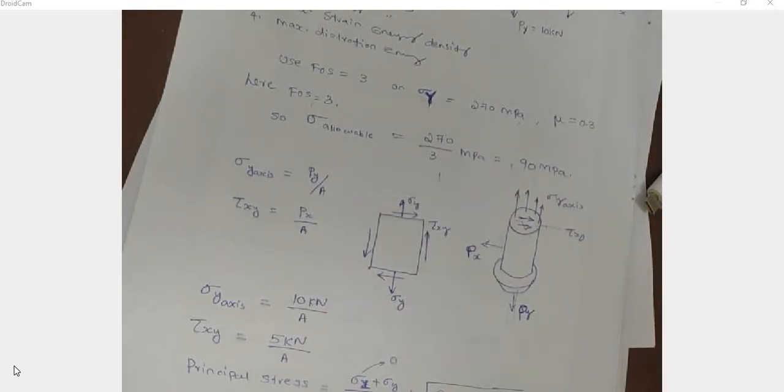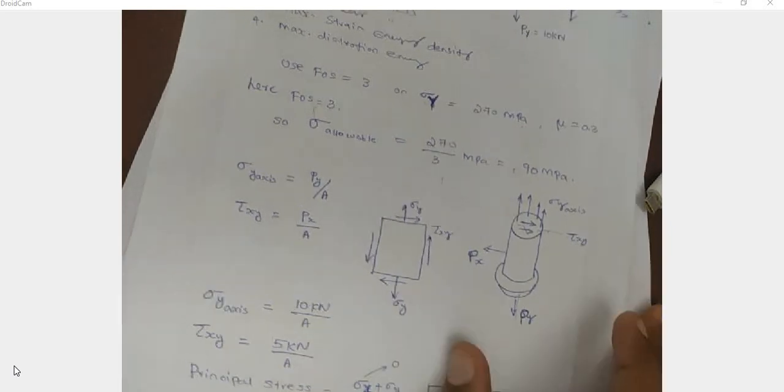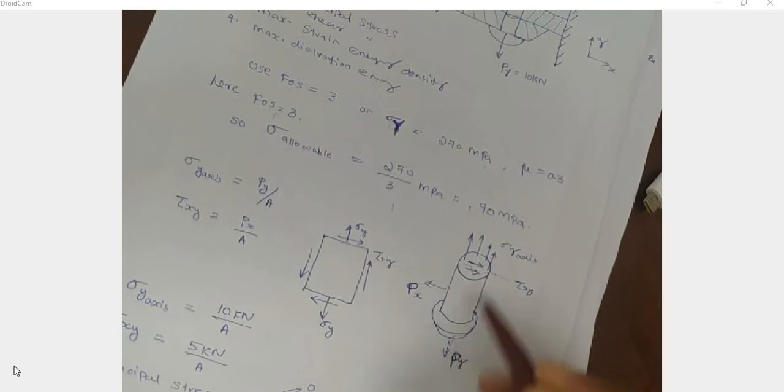And from this we can say sigma y. What is the value of sigma y? Sigma y is equal to 10 Newton, acting in the vertical direction. So 10 divided by area. This is the area where the normal stress is resisting. So sigma y is equal to Py by A, the cross section area.